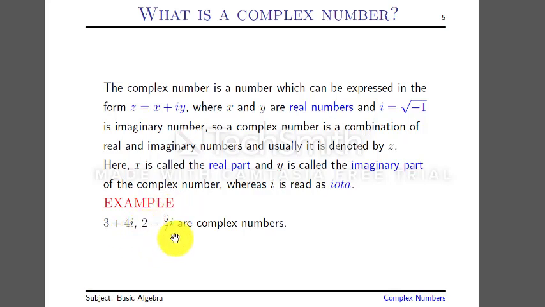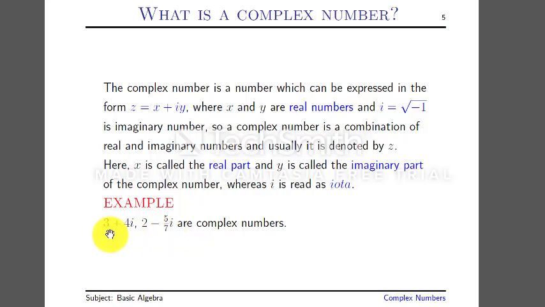And in this complex number, 2 and minus 5 by 7 are both real numbers, while iota is an imaginary number. When we compare this complex number with the general formulation, the real part of this complex number is 2, while the imaginary part is minus 5 by 7, because if we have to take plus in between, the imaginary part will be minus 5 by 7.